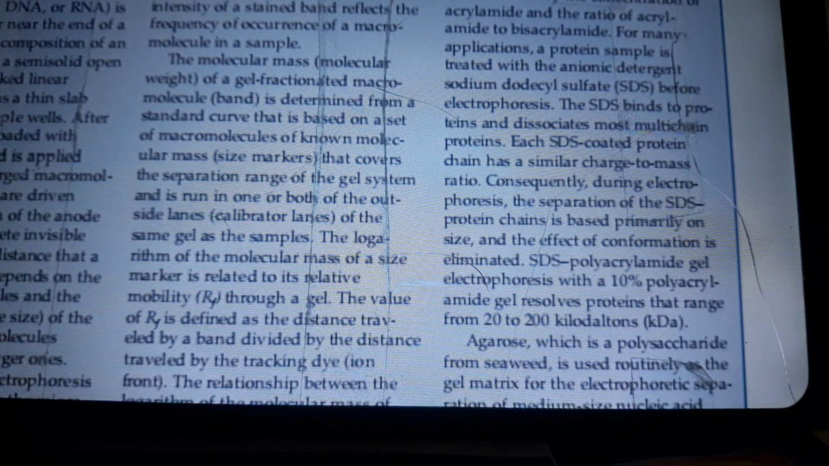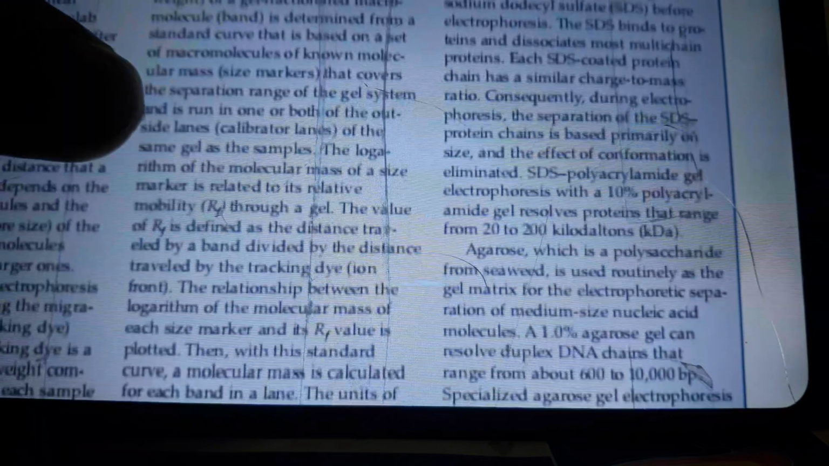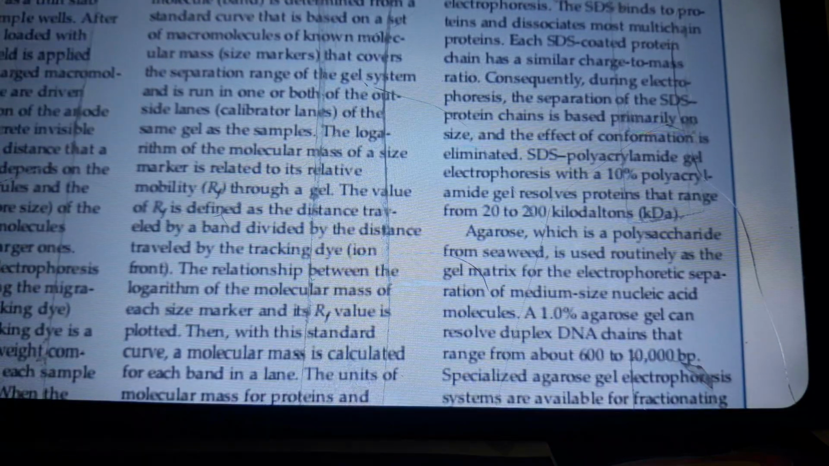The intensity of a stained band reflects the frequency of occurrence of the macromolecule in a sample. The molecular mass, or molecular weight, of a gel-fractionated macromolecule band is determined from a standard curve that is based on a set of macromolecules of known molecular mass, size markers, that covers the separation range of the gel system and is run in one or both of the outside lanes, calibrated lanes, of the same gel as the samples.